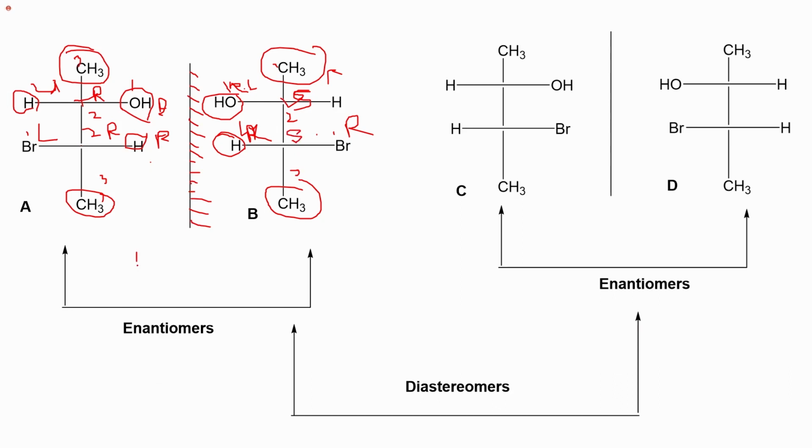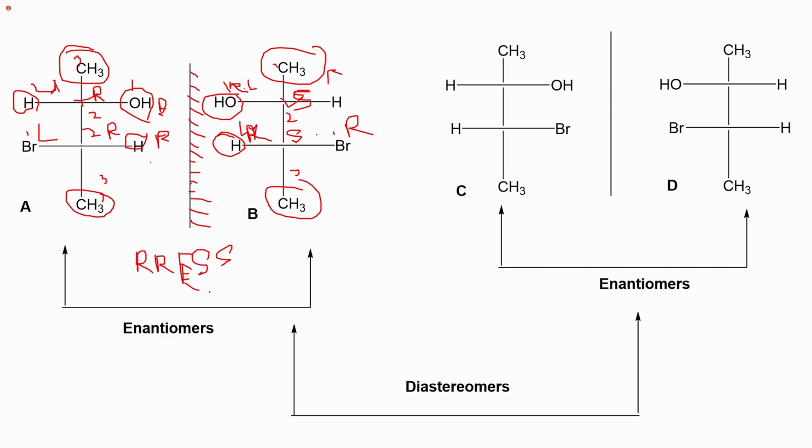So here we also conclude that if you have RR and after the mirror image, non-superimposable, they are enantiomers to each other, then you will get S and S. So R always reflects to an S molecule. Okay, now these are the enantiomers.